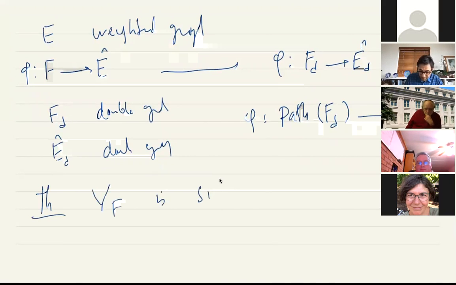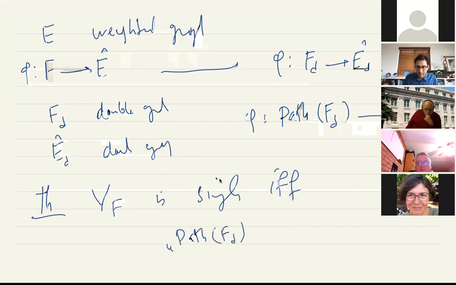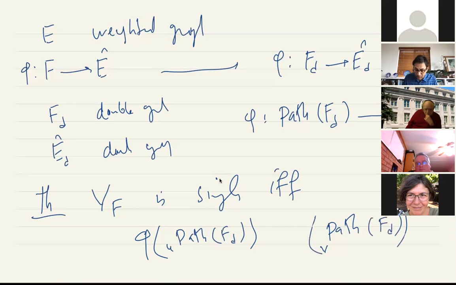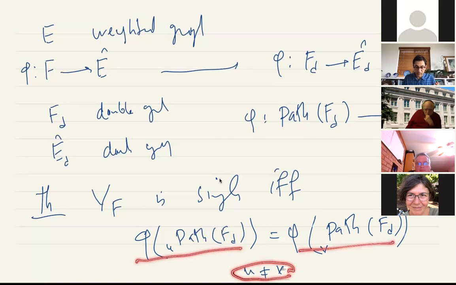VF is simple if and only if, looking at the graph, this happens. You look at all the paths starting from U in F^d and push them inside E bar, and you do the same for another vertex and push it inside E^d. If U and V are different, so if you start from different vertices, then these paths should be different. If that happens, then VF is simple.